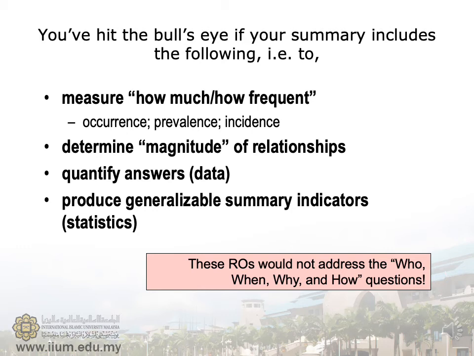Second, a quantitative study aims to determine the magnitude and the direction of relationships between or among variables. Most quantitative research is conducted for this reason. The first research question, for example, attempts to find out if the occurrence of psychological stress is related to gender. Third, a quantitative study quantifies the data, which are the responses, to enable the results to be generalized using statistical summaries. Finally, these research questions do not address the who, when, why, and how questions.